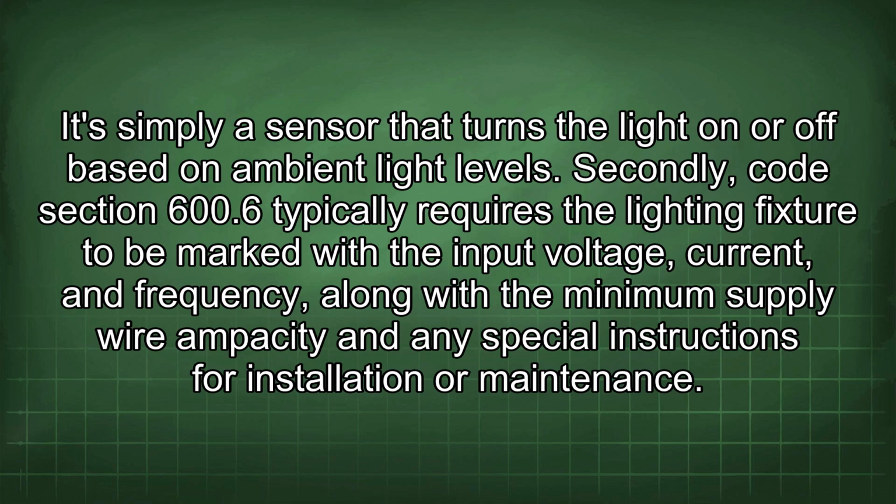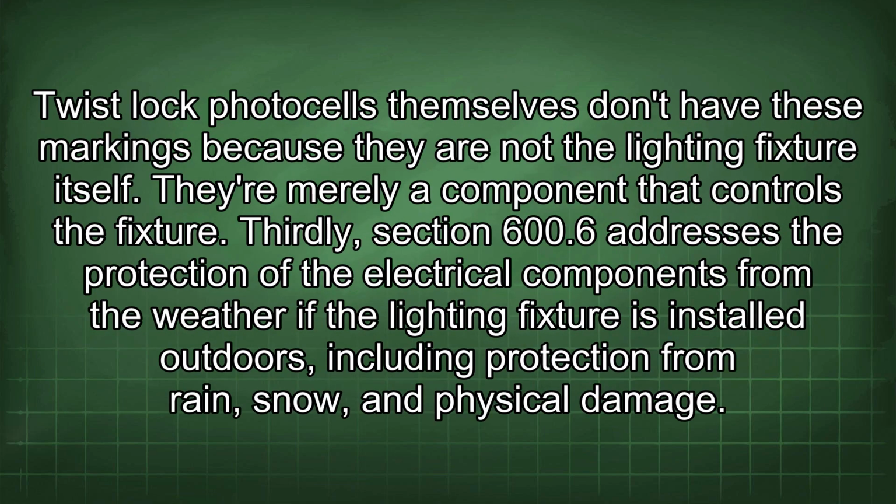Secondly, Code Section 600.6 typically requires the lighting fixture to be marked with the input voltage, current, and frequency, along with the minimum supply wire ampacity and any special instructions for installation or maintenance. Twist lock photocells themselves don't have these markings because they are not the lighting fixture itself. They are merely a component that controls the fixture.